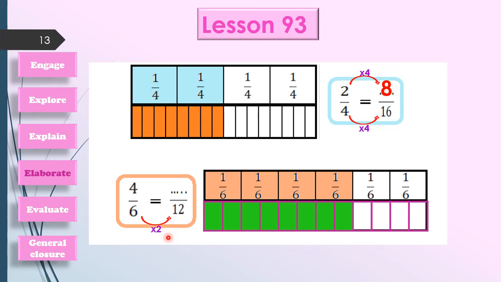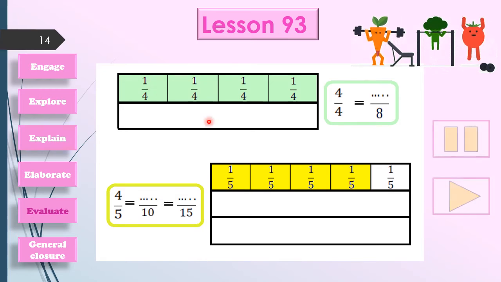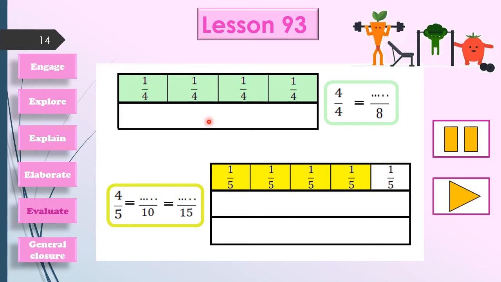And as I do down in the denominator, I will do up in the numerator. It will be 2 times 4: 4 times 2 equals 8. It will be 8 twelfths, as I got before mentally. It will be 4 sixths equals 8 twelfths. Good job. Now let's evaluate our work, our understanding. Just press pause, then press play to listen to our explanation.